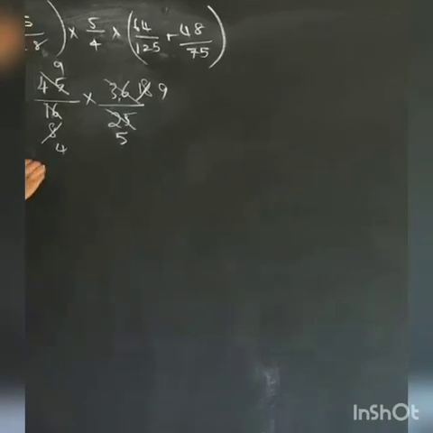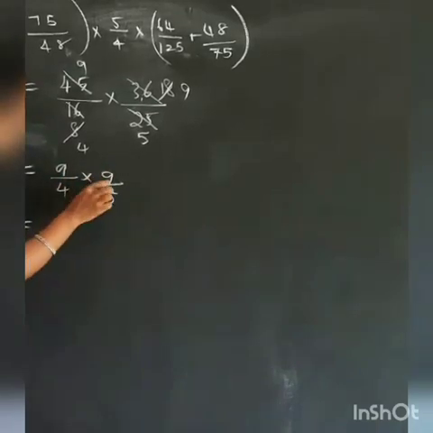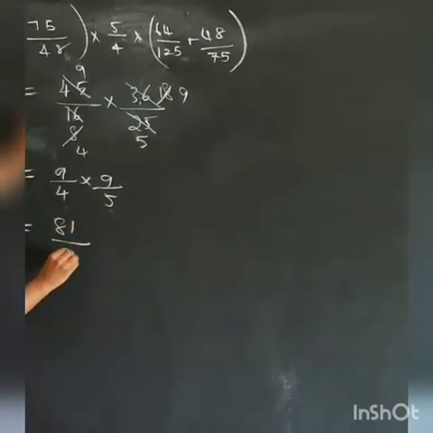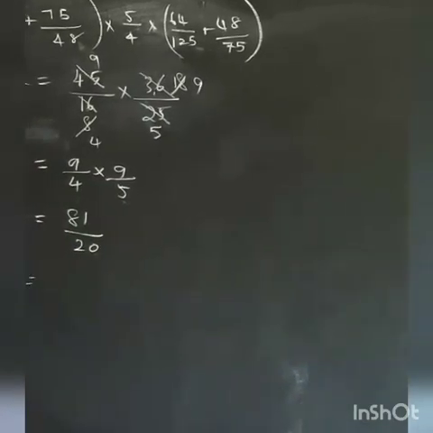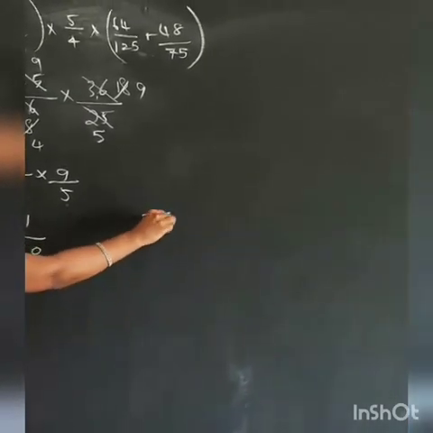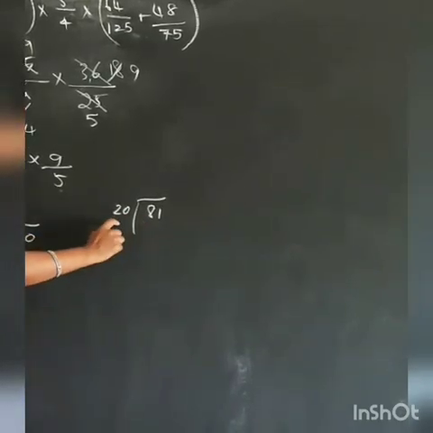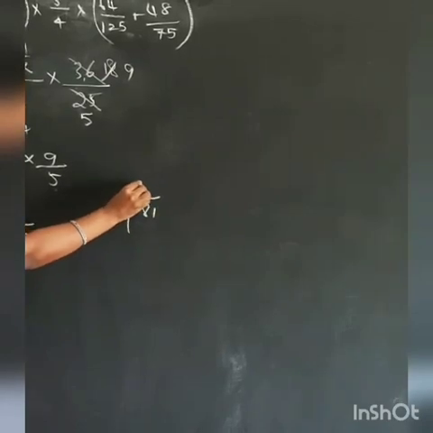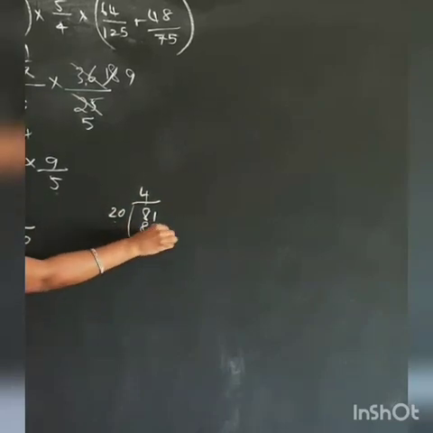Now take and write the simplified answer. 9 by 4 into 9 by 5. So 9 9s are 81 by 4 5s are 20. So these two are impossible to cancel. So we have to divide and write. Clear? So divide 81 by 20. So 1 20s are 20, 2 20s are 40, 3 20s are 60. 4 20s are 80. So 81 is not divisible by 20. Only 80 is divisible by 20. So how many times? 4 times. 4 20s are 80. The remainder is 1.